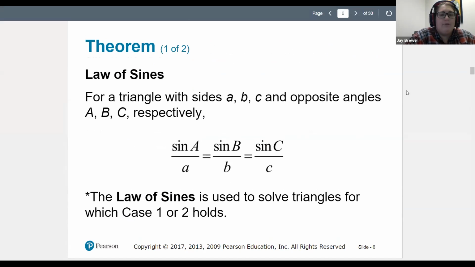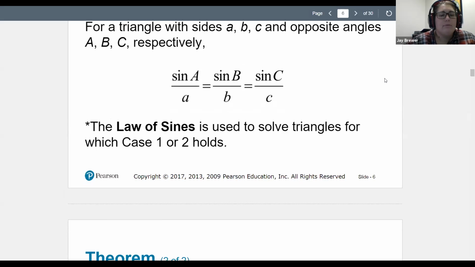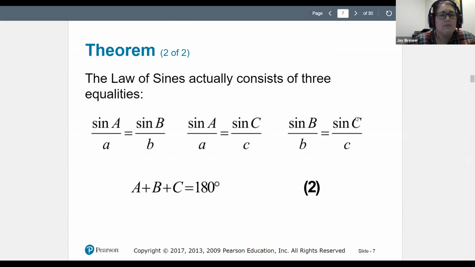For a triangle with sides A, B, C, and the opposite angles A, B, C respectively, you can see the equalities there. Sine A over A equals sine B over B equals sine C over C. Law of sines is probably one of the easier things to memorize if you were going to memorize things for me. Like I said, you pretty much don't need to because you can use the cheat sheet. So law of sines is used to solve triangles for cases 1 and 2. And like I said before, case 2 is an interesting case.